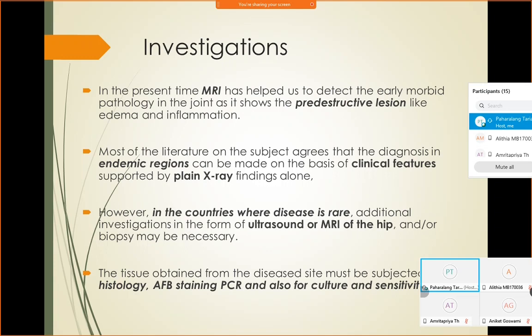However, in countries where it is rare, in addition to the clinical and radiological findings, they have to perform ultrasound, MRI of the hip joint, and even a biopsy can be necessary. The tissue that is taken from the diseased hip can be sent for histology, for AFB staining, and for culture and sensitivity.